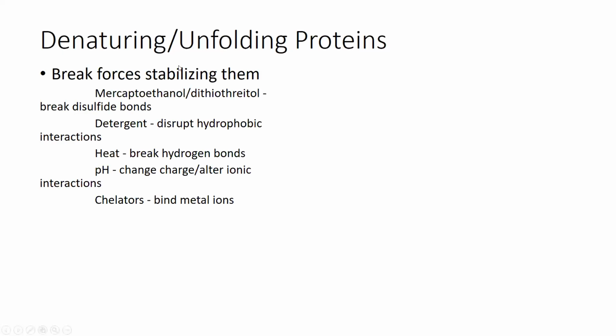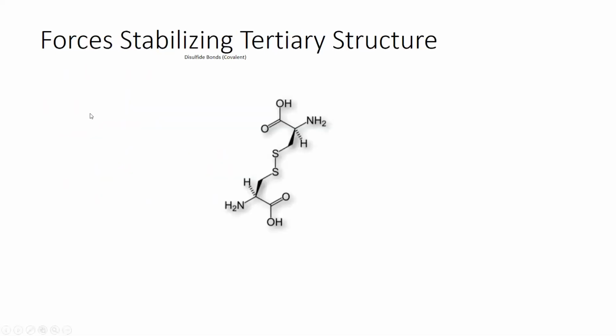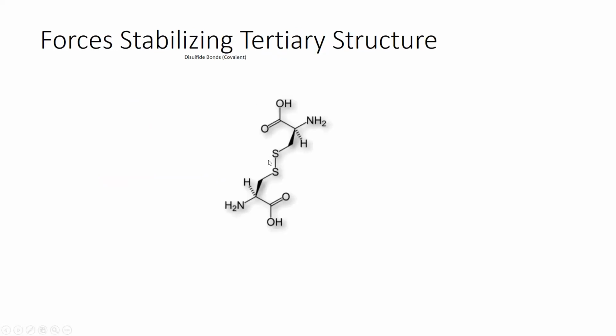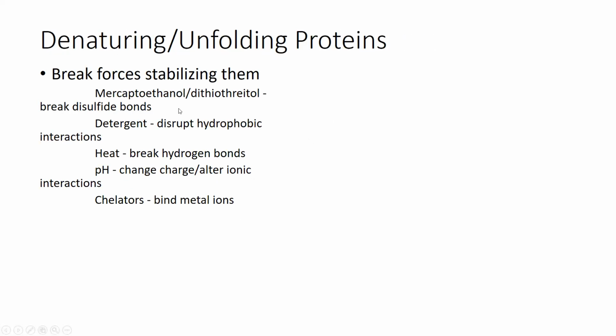Okay, denaturing and unfolding. So the denaturing and unfolding of protein is breaking forces that are stabilizing these globular proteins. Like here, mercaptoethanol or dithiothreitol, these break the disulfide bridges. So you must remember, how do I break this disulfide bond? It's by using this detergent known as mercaptoethanol. This is the only one that breaks the disulfide bridges. So if I want to denature a tertiary structure that has disulfide bridges, all I need to do is add mercaptoethanol. It's going to cleave this bond right here. And that's going to denature my protein.